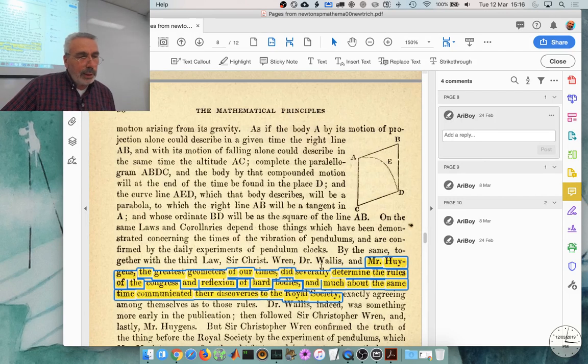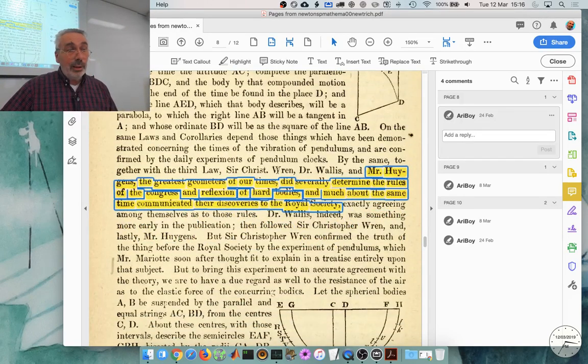But first, he writes by the same, together with a third law, the third law is action is minus reaction, Sir Christopher Wren, Dr. Wallace, and Mr. Huygens, the greatest geometer of our times. So he gives credit to his colleagues, and that is smart when you're in academia. So he shows, well, I know my classics, I know they worked on that topic, and they also have written down some stuff. So he gives them credit, right? It's nice that he says nothing about Christopher Wren and nothing about Wallace, but he gives Huygens, our Dutch pride.